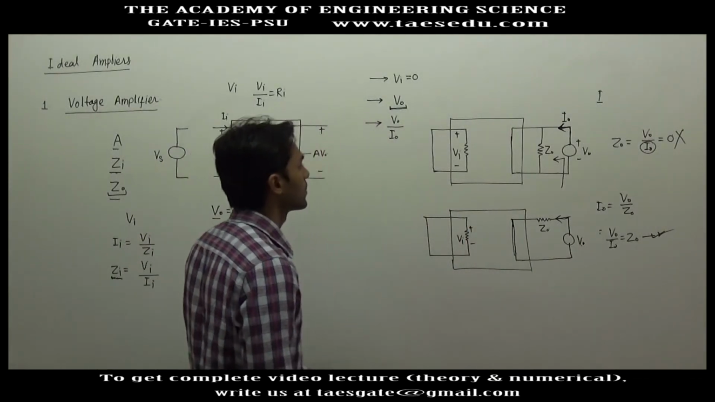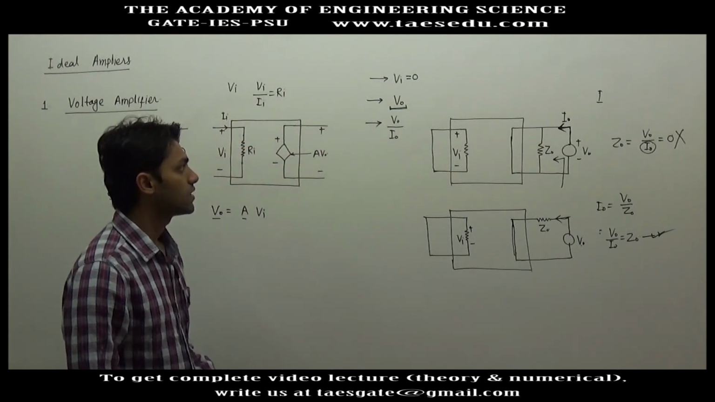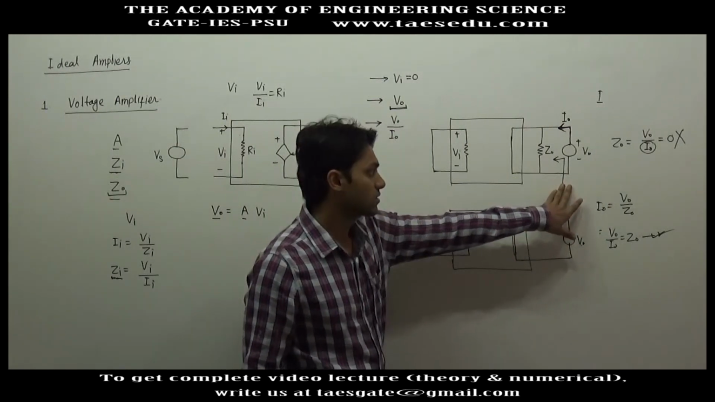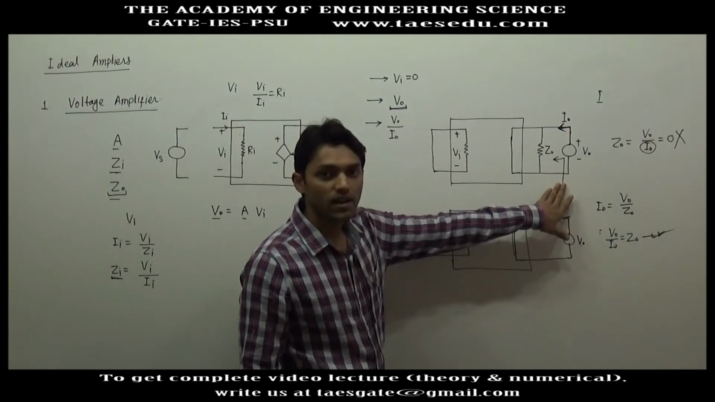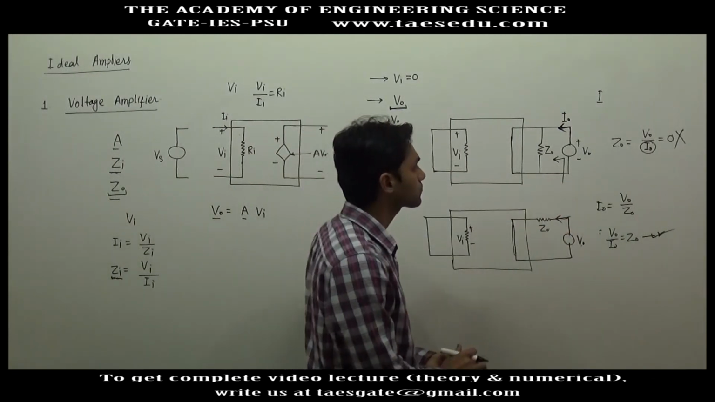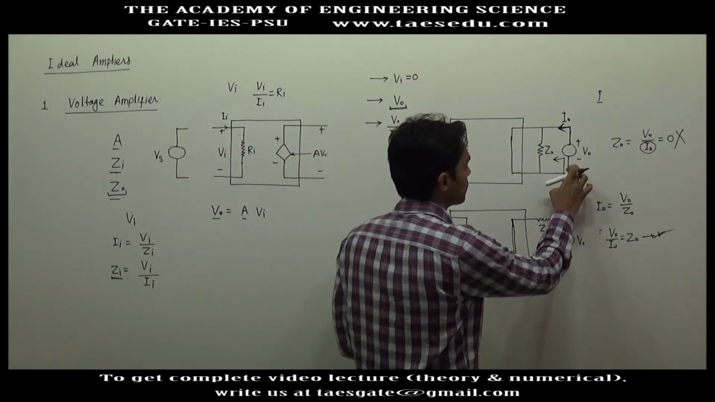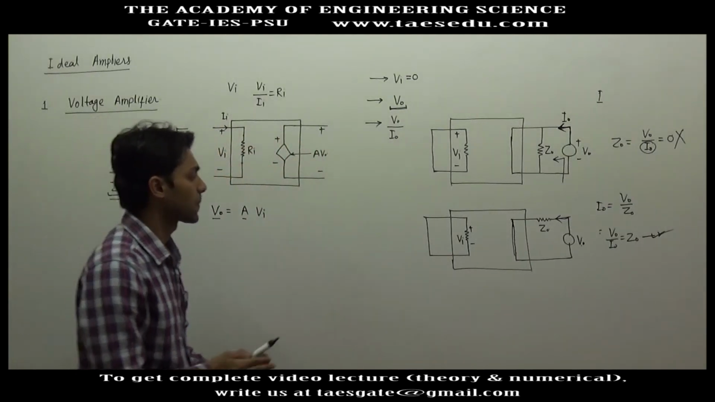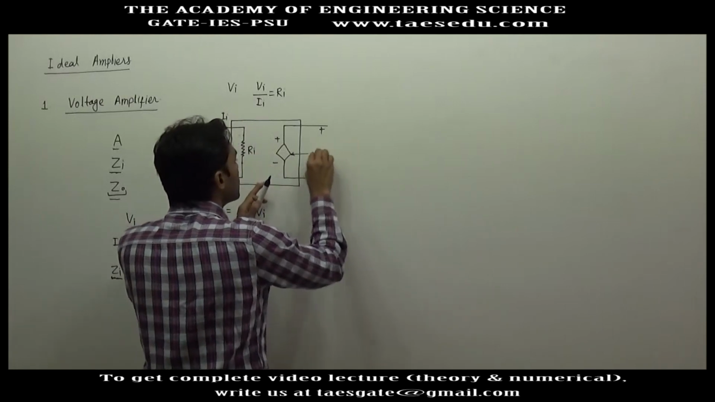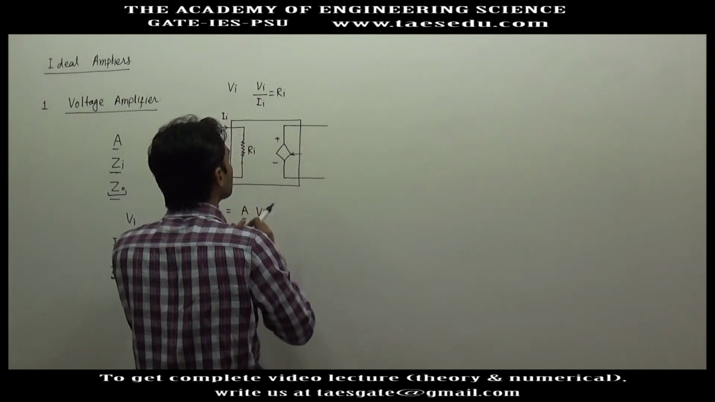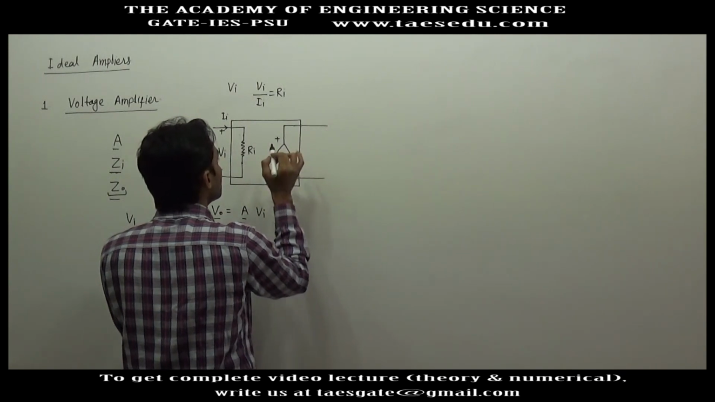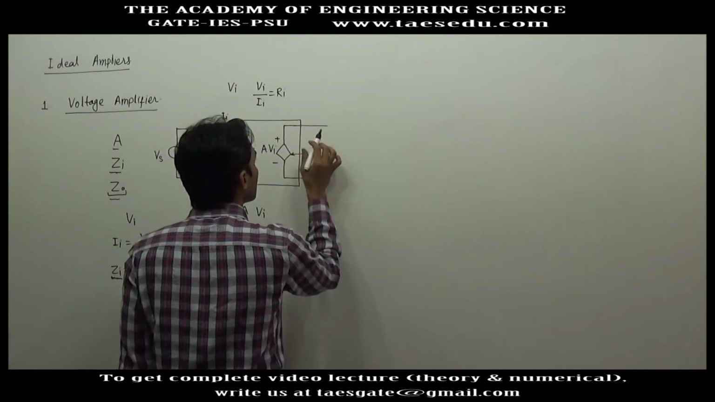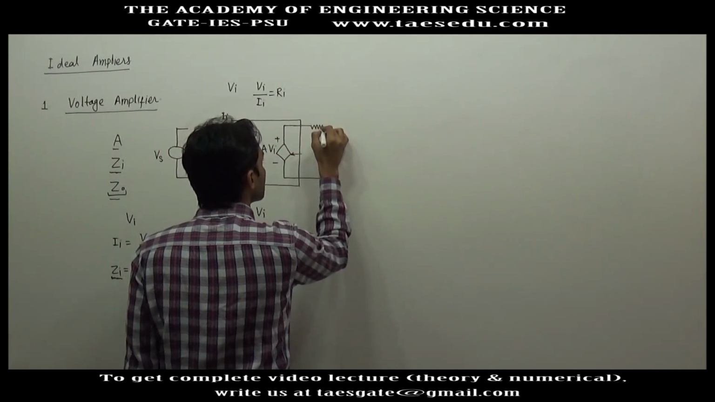Similarly, I can show that if at the output terminal we are taking current as output, okay, I will do this later. First I will complete the voltage amplifier. So we have already modeled the open loop gain A. This voltage will be A into Vi, and the output impedance will be connected in series with the output terminal.